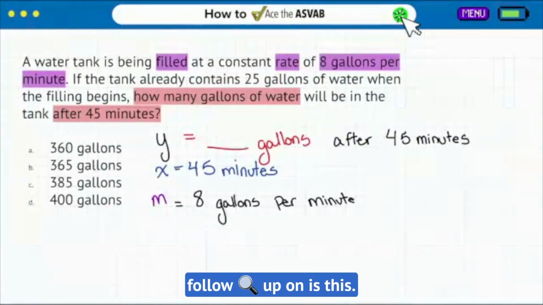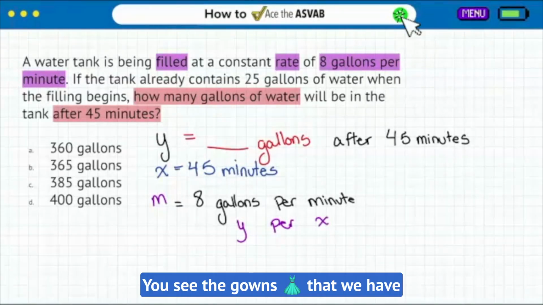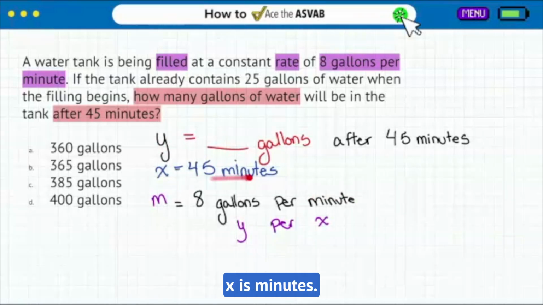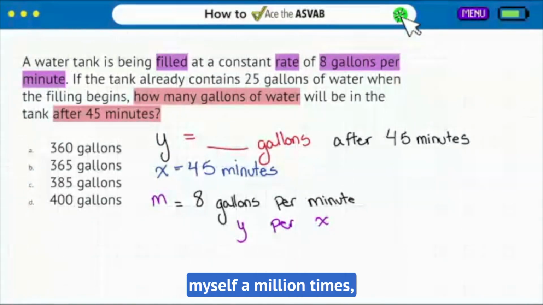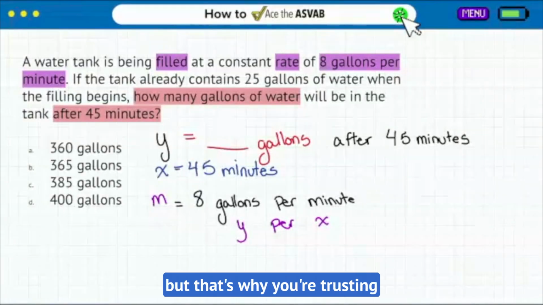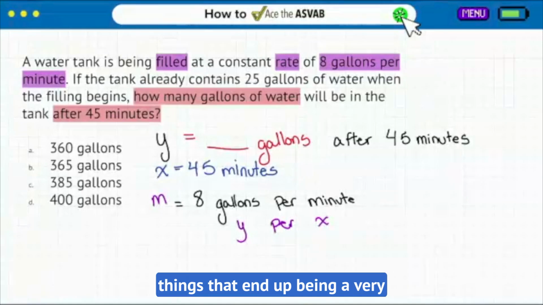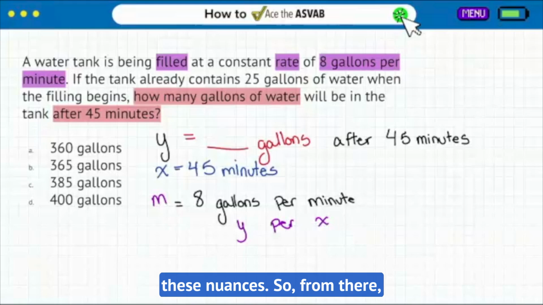But the thing I want to follow up on is this: Y per X. My party people, does that help you see the gallons that we have at the end? That's the Y. And then per minute, X is minutes. I'm going to repeat myself a million times, but that's why you're trusting me to be your coach, to help you repeat the little things that end up being a very important factor down the road. So I really want to make sure that you understand these little nuances.